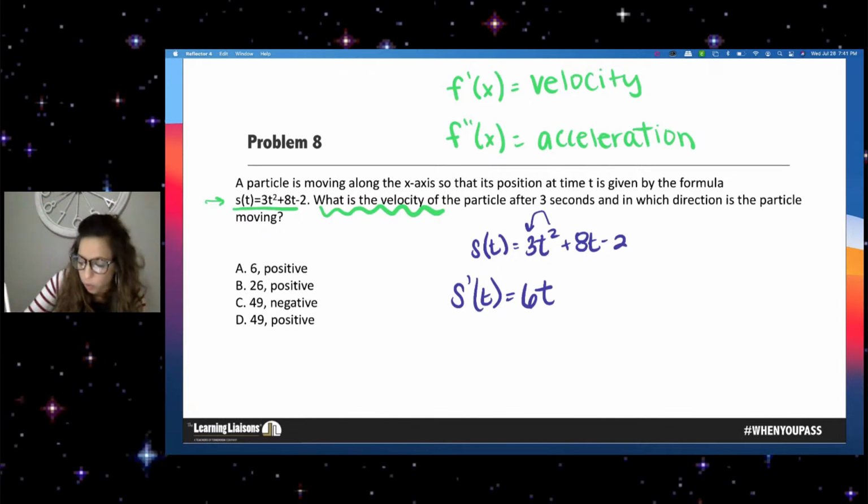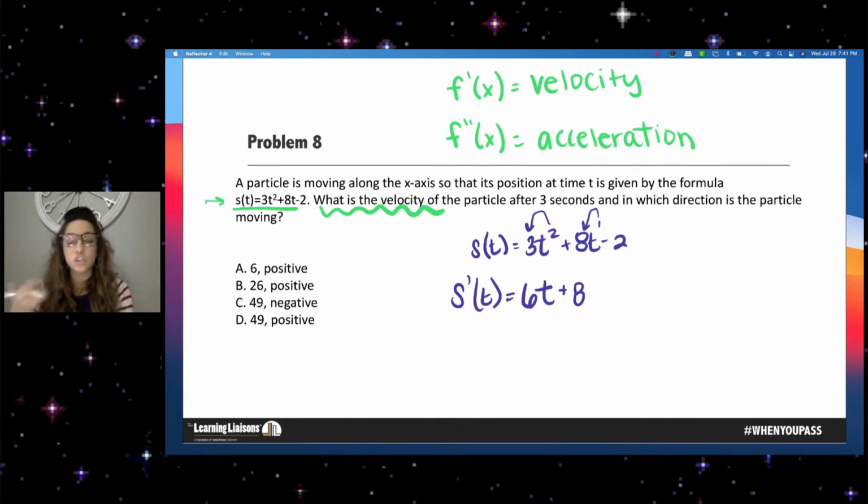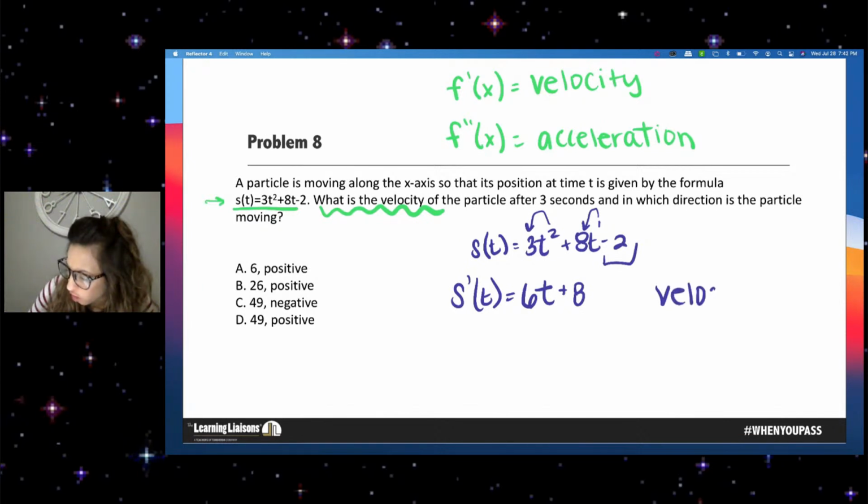Same thing on the next one. This is an imaginary 1. We drop it. 1 times 8 is 8. 1 minus 0 is 0, and anything to the 0 power is 1. So it just becomes 8. You cannot take the derivative of a constant. So that's it. That's the first derivative, which is your velocity function.